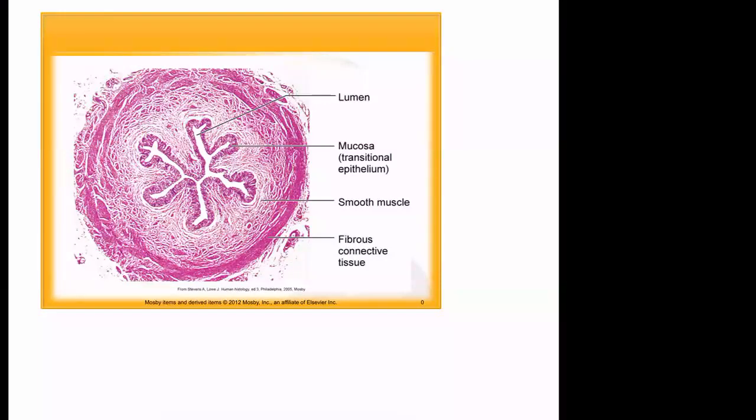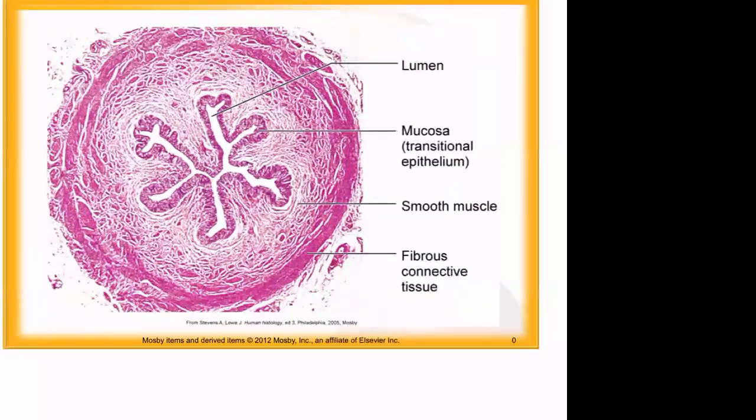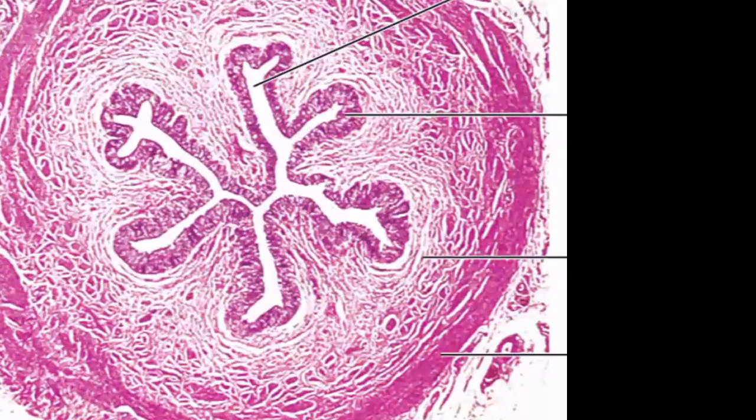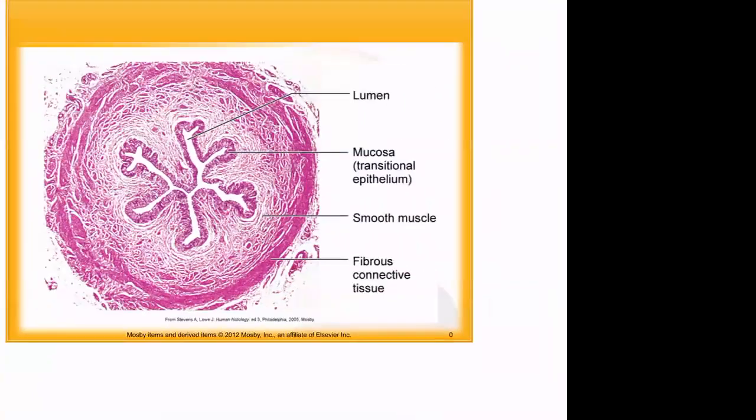So when you looked at that tube called the ureter, your first thought might be, oh, it kind of looks like a garden hose kind of tube with a big round opening in the middle. But you can actually see the opening looks like a star shape. That is the lumen of the ureter.